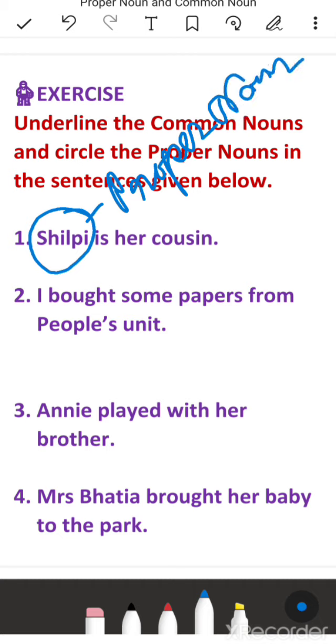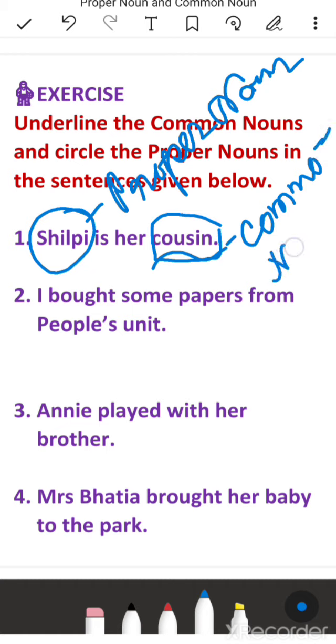Got my point? Now, cousin. You have many cousins. They could be girls, they could be boys. We are not talking particularly about any cousin. That means if you have four cousins, whatever their names, we can call anybody a cousin. So this name cousin can be shared by all. Got it? So this is a commonly used name, or we can call it a common noun.